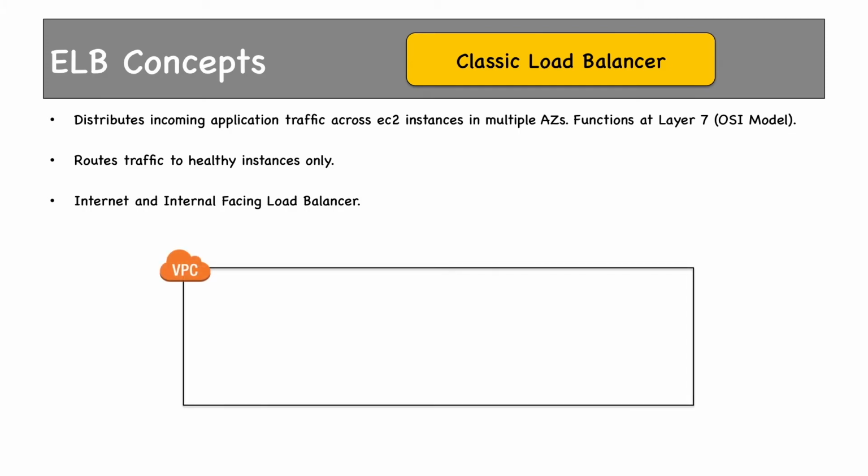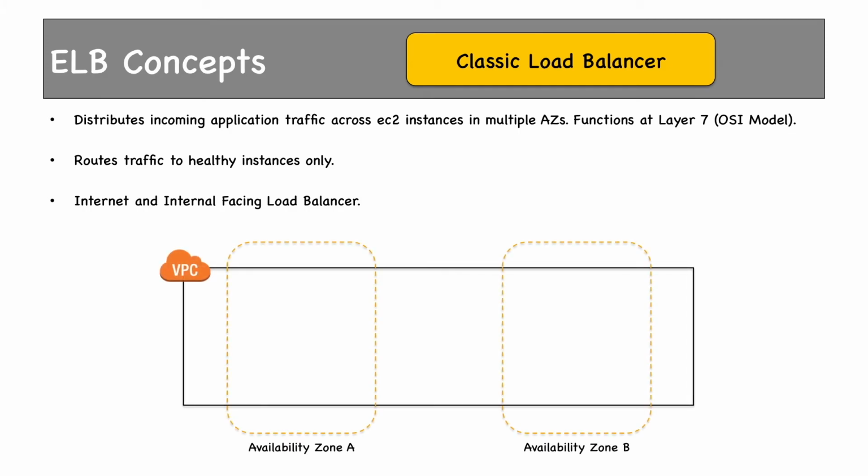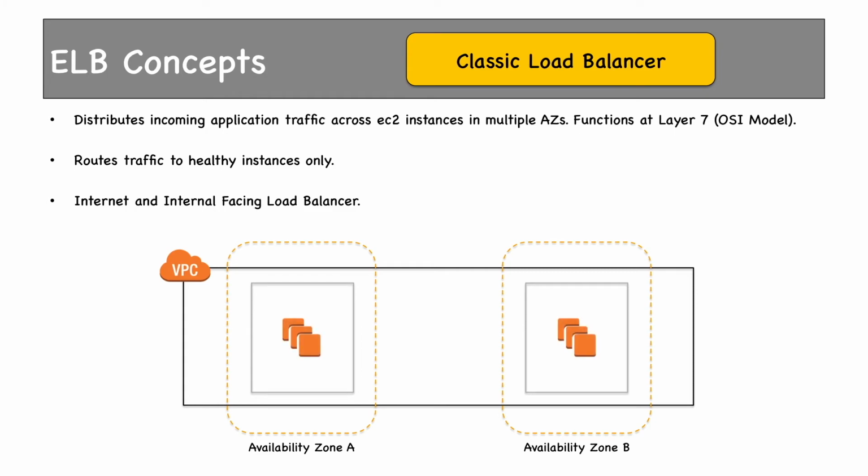This is our VPC with two AZs. Each AZ has one subnet and EC2 instances behind it. Here's our load balancer. If it receives any traffic, then all this traffic will be distributed evenly across multiple EC2 instances in both the AZs.